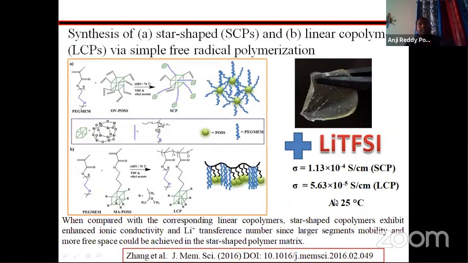Okay. And we have compared our polymer electrolytes with another system that was published by Zhang et al. They got the conductivity around 10 to the power of minus 4 order for one type of polymer electrolyte, and another one is 10 to the power of minus 5 order at 25 degrees centigrade. And our values are almost comparable with these values.